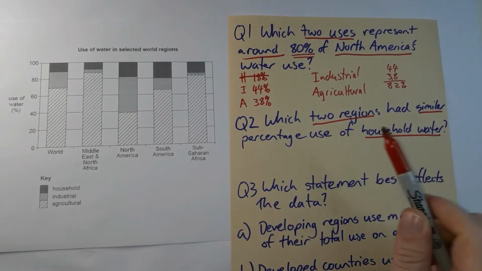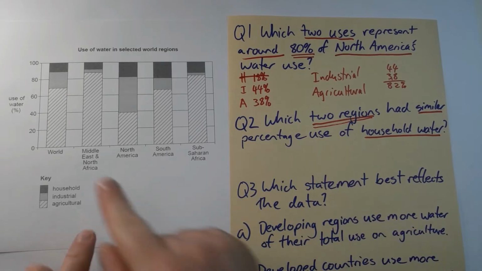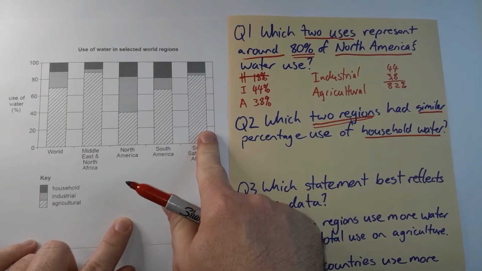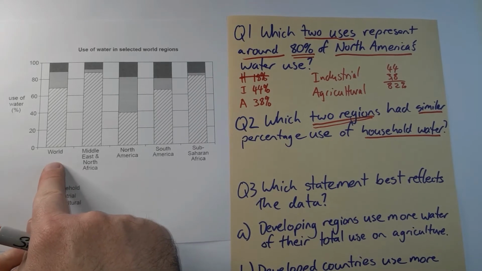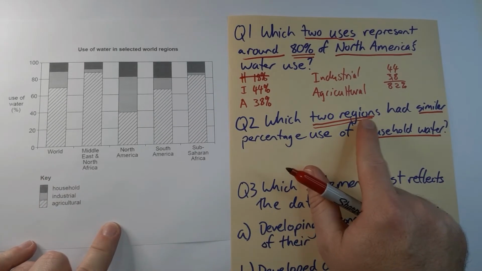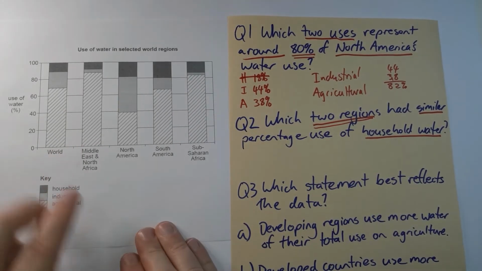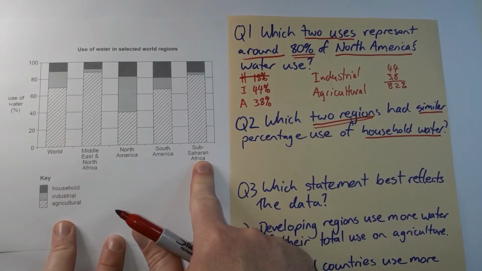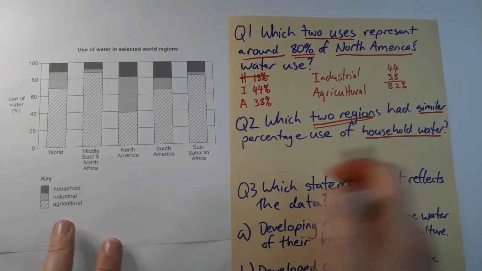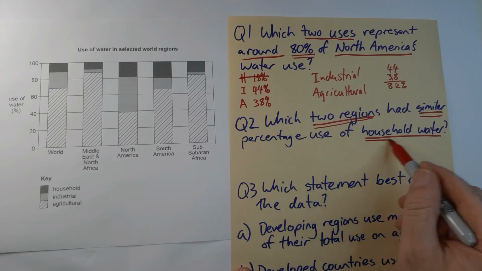So if I just go through this first part, 2 regions, I'm actually going to ignore one of these columns altogether straight away. The one that I'm going to ignore is the first one, because I'm asked to look for a region of the world, not the whole world itself. So I'm going to ignore that first column. So I'm down to looking at 4 regions, and I need to pick 2 of the 4 which had similar, not exactly the same, but very close to the same percentage use of household water.